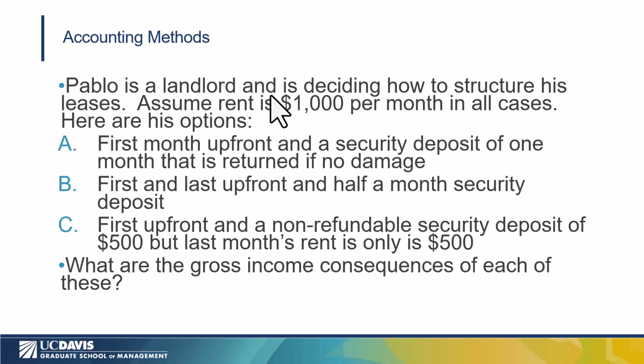In C, the first upfront and a non-refundable security deposit, that's 500, but last month's rent is cut to 500. Well, that's not really a security deposit, is it? Right? What we're really doing is collecting prepaid rent, and we're calling it a non-refundable security deposit. To the extent it's non-refundable, that's just income under something known as the claim of right doctrine. So the consequences of that would be: the first upfront absolutely is collected. The non-refundable security deposit is also gross income, so 1,500. And then the last month's rent, when received later on, would be gross income, but that's at a future date. Okay.